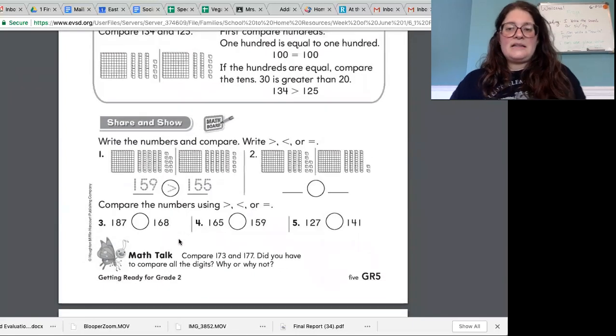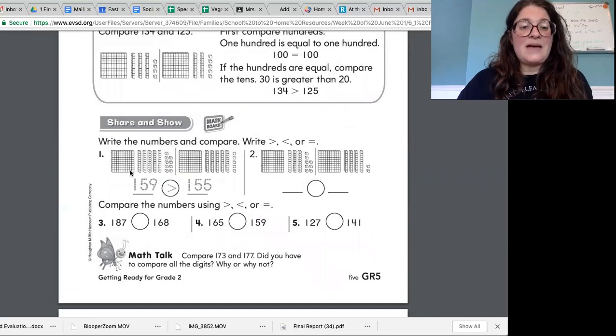So like I said in the goal, we're going to use place value to compare the numbers. That means we're going to look at how many hundreds, how many tens, and how many ones. In this number, this is equal to 159. And then on the other side of the line, we have one group of hundreds, 5 groups of 10, and 5 ones, which makes the number 155.